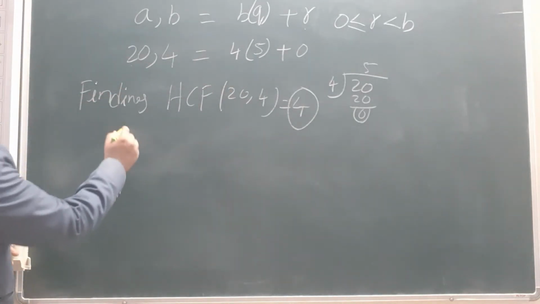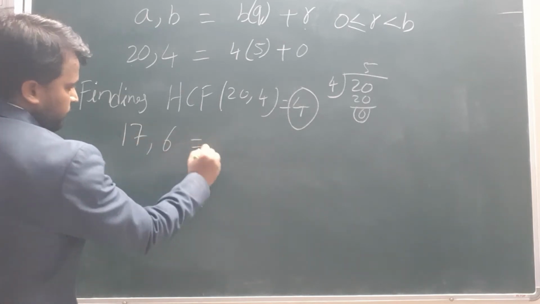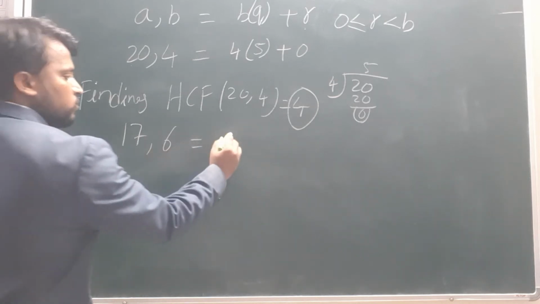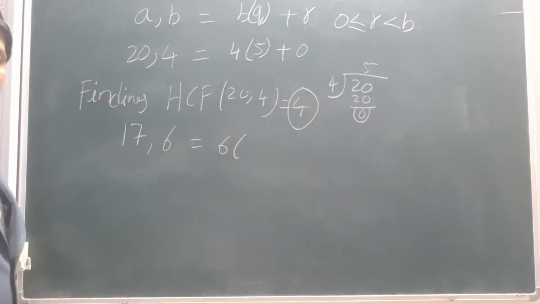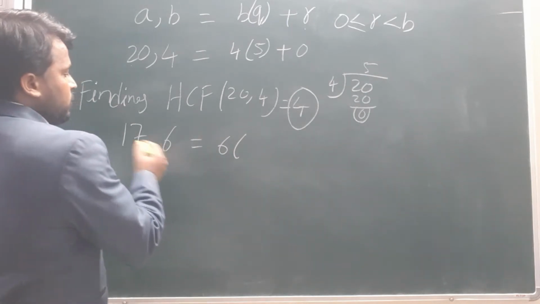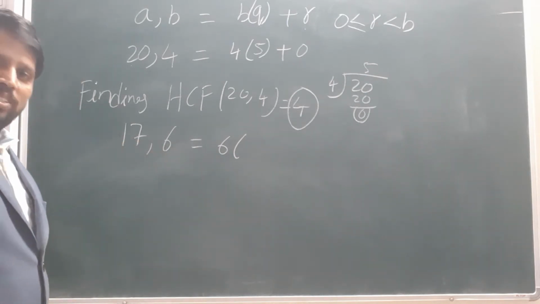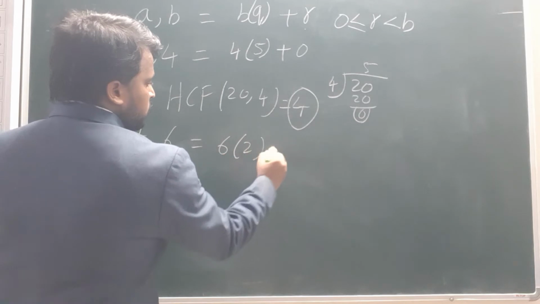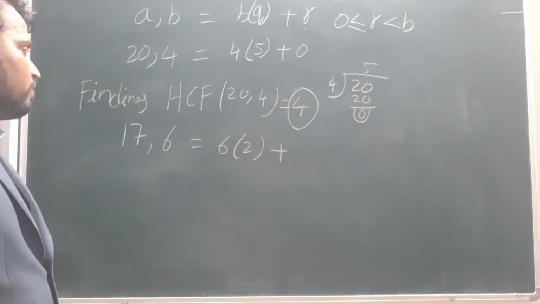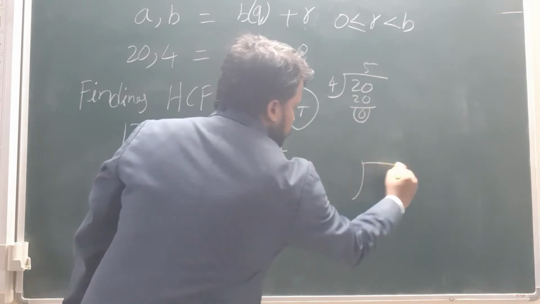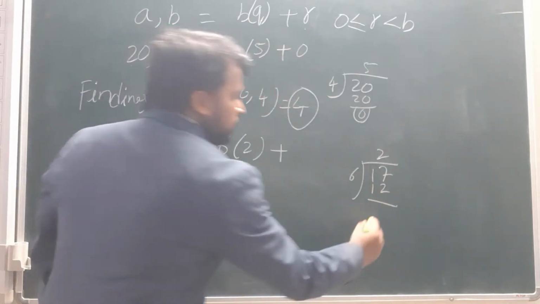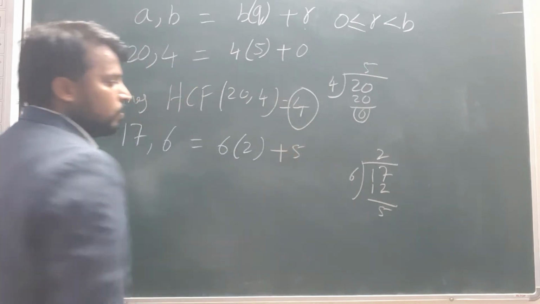So suppose we take a different pair, 17 and 6. The smallest number is 6, so it will behave like the divisor. In the 6 table, where do we get nearest to 17? 6 threes are 18, that means it's crossing, so we have to take the one below. 6 twos are 12, then what will be the remainder? That means 17 minus 12. You can do simple division also here. 17 minus 12 is 5. Now the remainder will be 5.